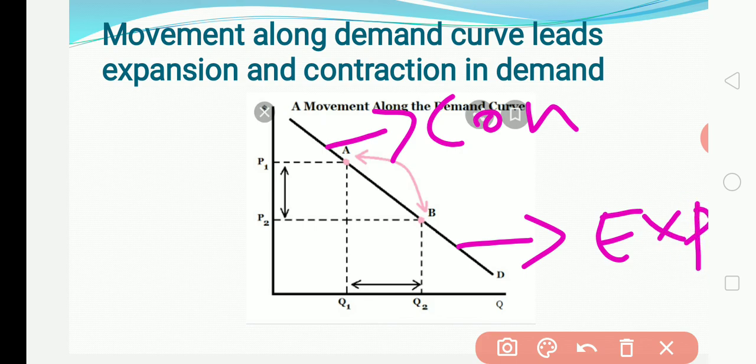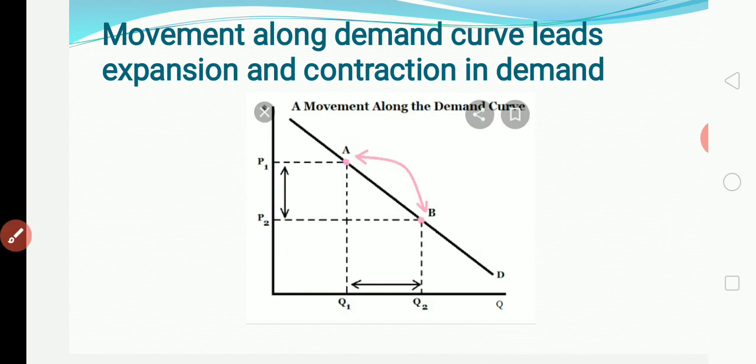Why is the expansion in the demand curve taking place? Price is less. Why is the demand curve contracting, becoming less? Because the price increases. So expansion and contraction takes place. The next concept is shifts in the demand curve.